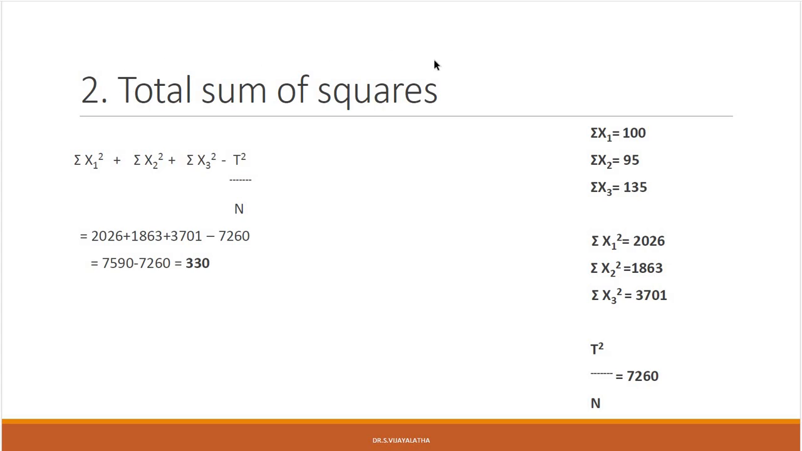The next step is we have to find out the total sum of squares, which is sigma x1 square plus sigma x2 square plus sigma x3 square minus T square by N. T square by N we have already calculated, 7260, the first step that we did. Now, we need sigma x1 square in this case. So, it is 2026, 1863 and 3701, which we got by squaring each of the items under the different treatments and adding it. So, you have to add all this and then subtract 7260 from that, and we get it as 330.